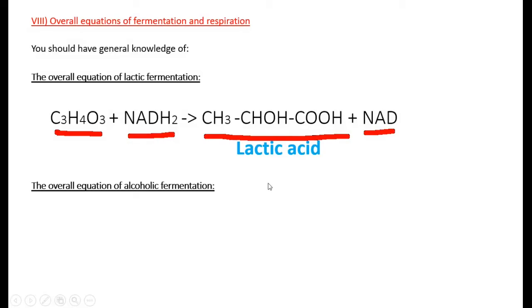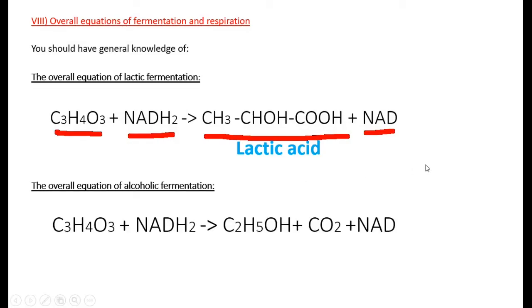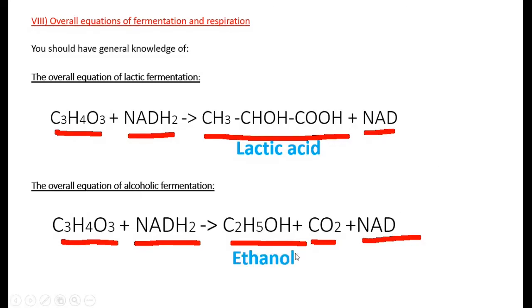The second one is alcoholic fermentation. In this case, pyruvate and NADH2 will be transformed into ethanol, CO2, and NAD. So this one here is ethanol. You need to know these equations by heart. They can be part of knowledge-based questions. The two other equations you need to know for the baccalaureate are the following.